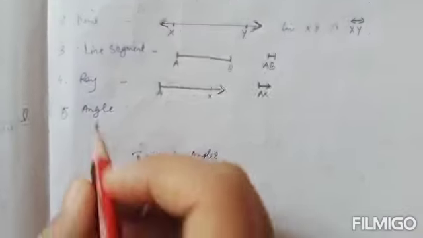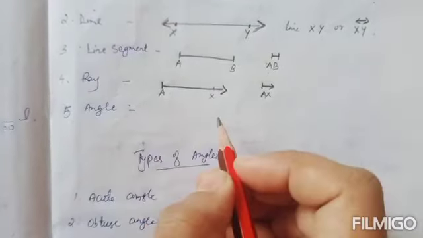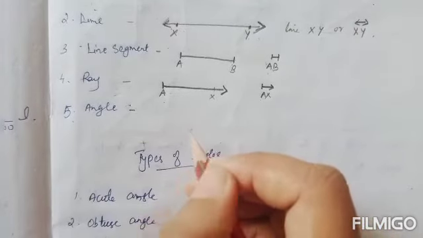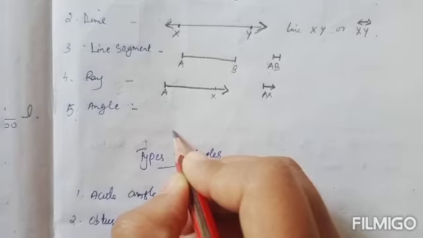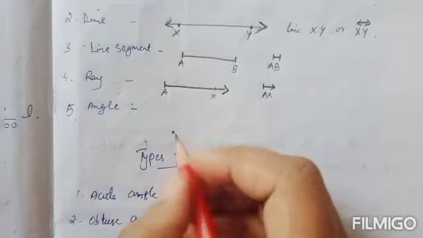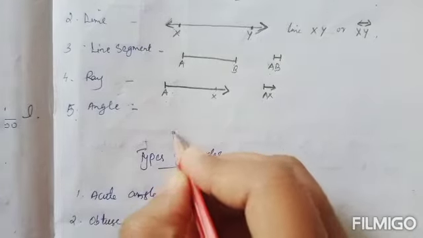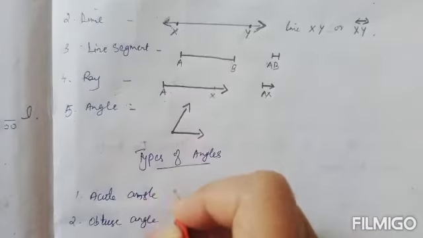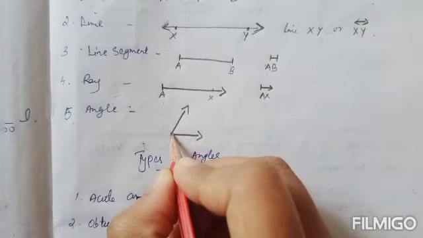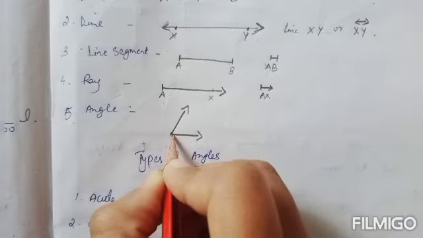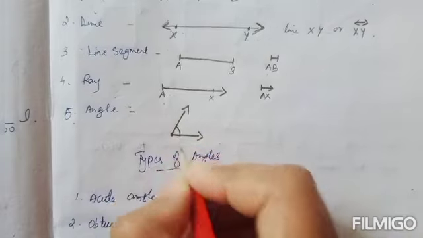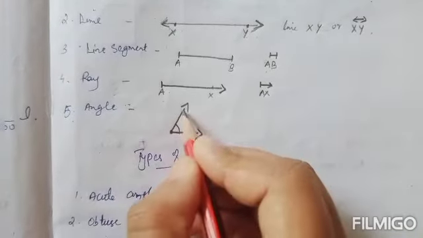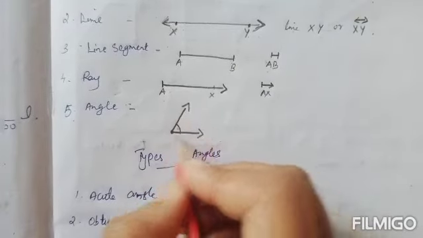Next, angle. 2 rays join to form an angle. 2 rays join at a common point. So this is one ray and this is one ray. 2 rays, they will join or intersect at one point, and this is the angle formed by the 2 rays. So angle is formed by 2 rays.